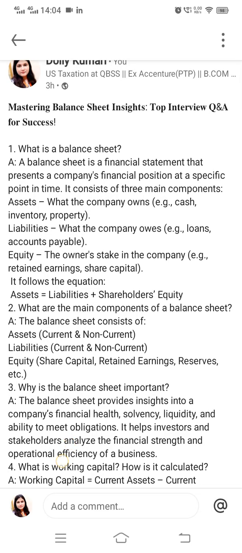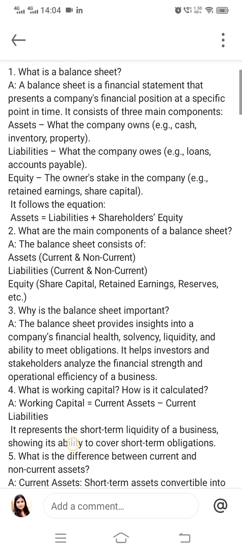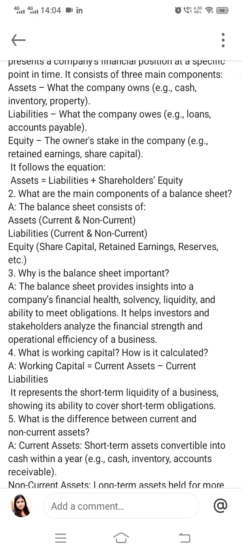Now we have third question. Why is balance sheet important? The balance sheet provides insight into a company's financial health, solvency, liquidity, and ability to meet organizational obligations. It helps investors and stakeholders analyze the financial strength and operational efficiency of a business.